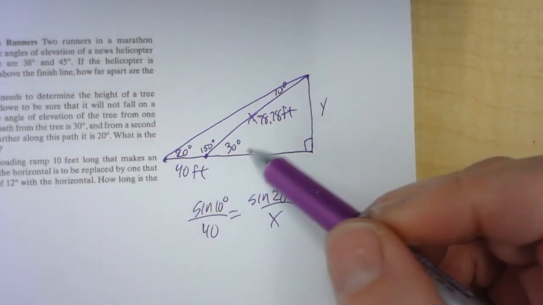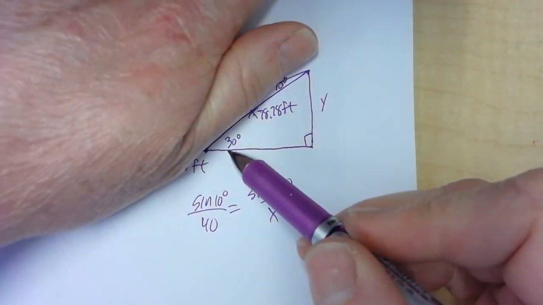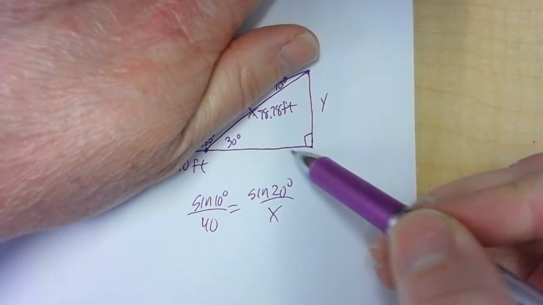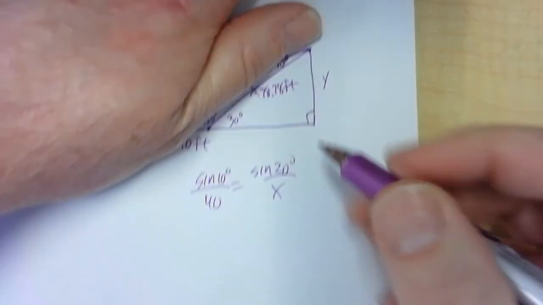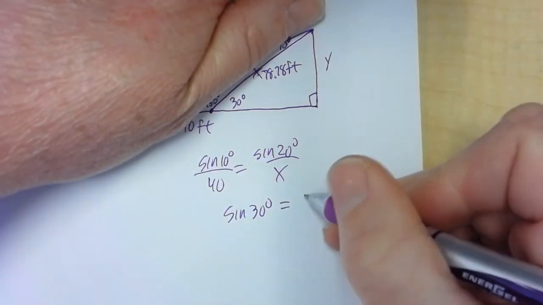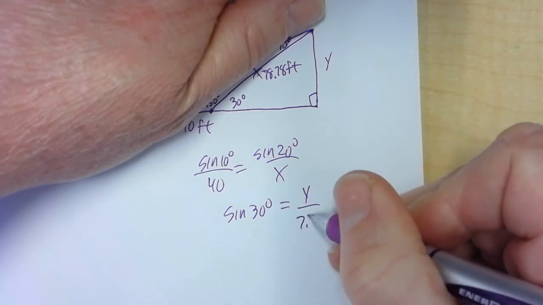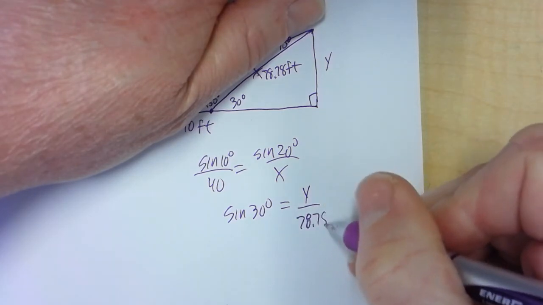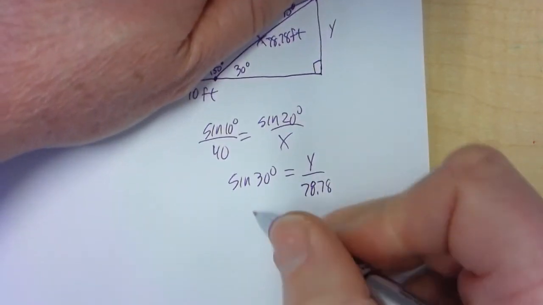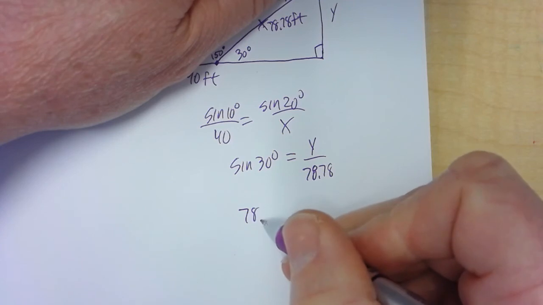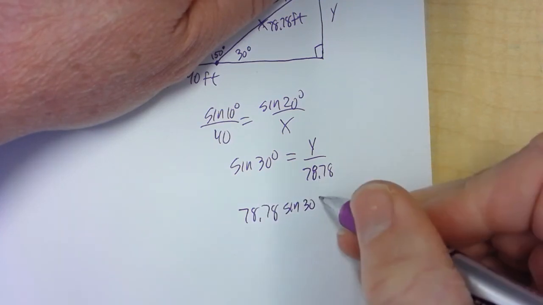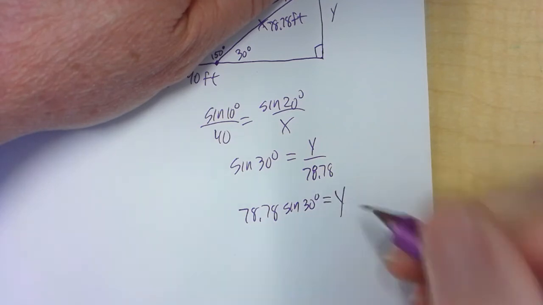All right, now this is just a right triangle, 30 degrees. The distance from here to here is 78. So then this is now a SOHCAHTOA problem. So the sine of 30 degrees, it would be the height of the tree, y, divided by 78. So now I'm going to multiply this over to get y by itself. So it's 78 sine 30 degrees is y, the height of the tree.